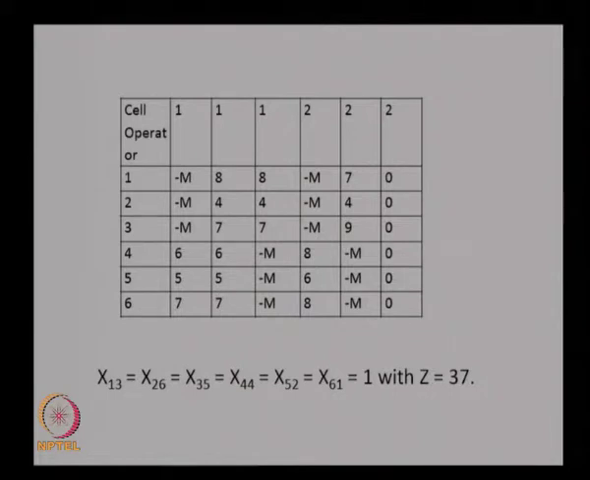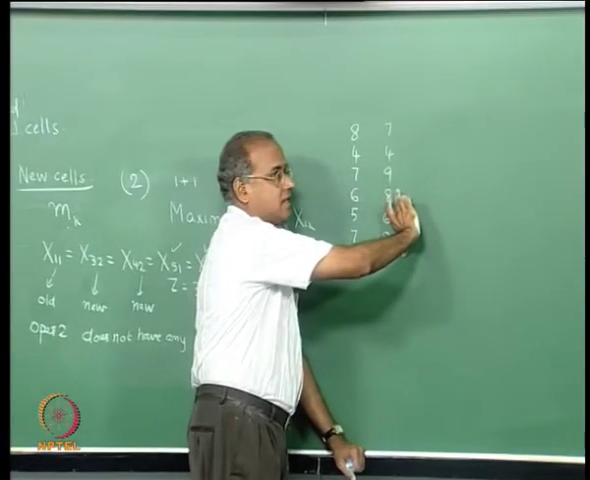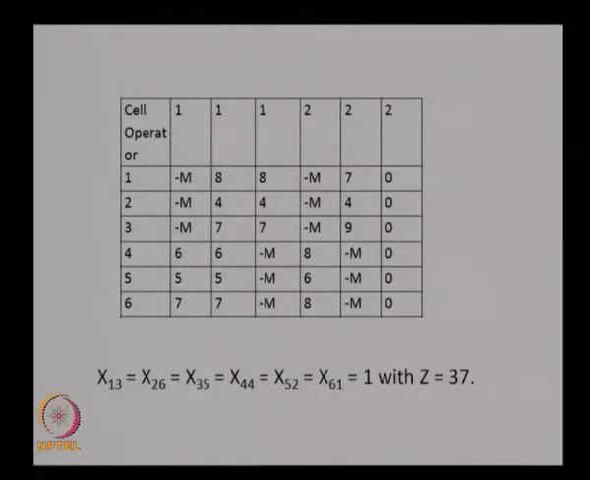So, 1, 2 and 3, these operators have preference 7, 4 and 9, while the other one is minus m, minus m, minus m. So, that only one experienced operator goes. Similarly, only one new operator goes. So, for operators 4, 5 and 6, one of the columns is 8, 6, 8, which is this preference to work in the new cell. The other one is minus m, minus m and minus m. So, that is how the columns number 4, 5 and 6, which are actually columns 5, 6 and 7, these three columns are explained this way.